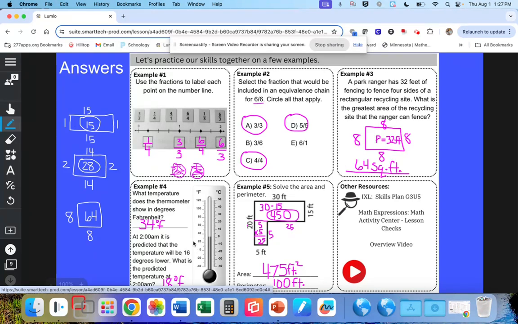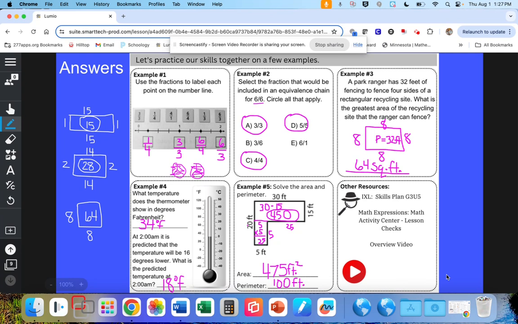Our temperature. This thermometer maybe was a little bit hard to see, but it is at 34 degrees. Notice that on those small tick marks, they're going up by 2s. So you have to pay attention to that. If we are at 2 a.m., it is predicted the temperature will be 16 degrees lower than what it is on that thermometer. We needed to take 34 and minus the 16, and we get 18 degrees at 2 a.m. And don't forget your label of Fahrenheit.